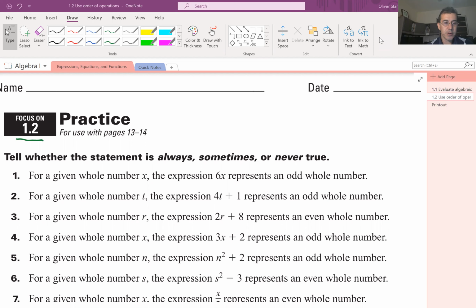And the first question for today is to tell whether the statement is always, sometimes, or never true. So for a given whole number x, the expression 6x represents an odd whole number.